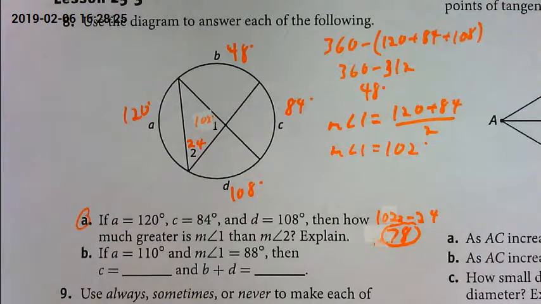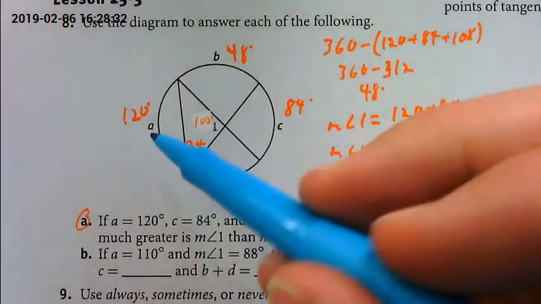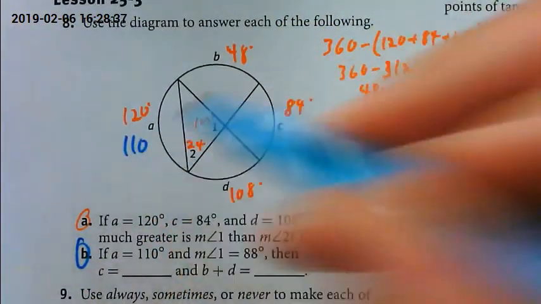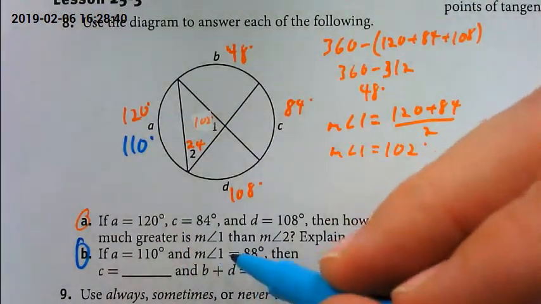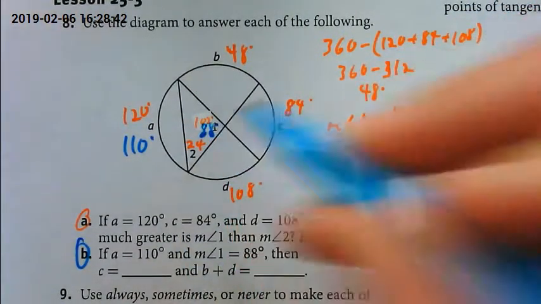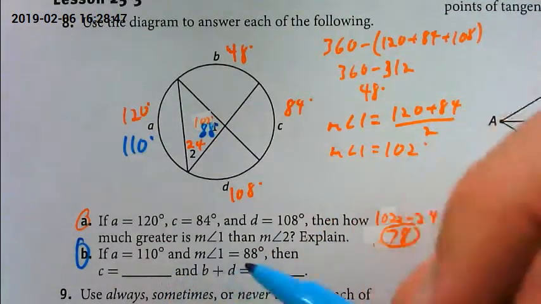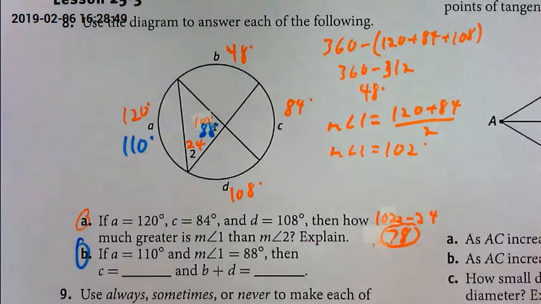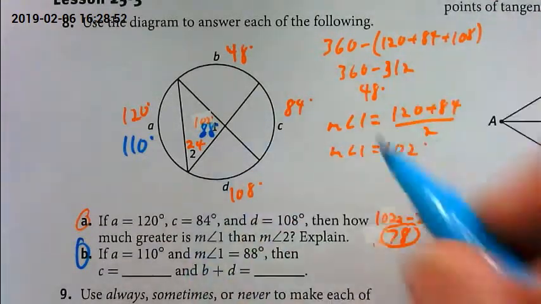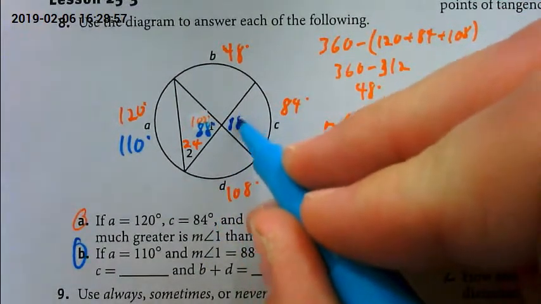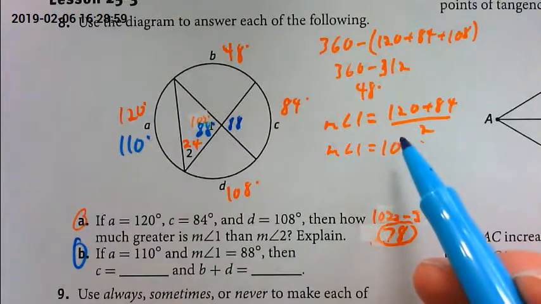All right. Okay, so now the other one. They changed all of our measurements. So, using a different color. A, they now say is 110. Angle 1, they now say is 88. They want to know what C is and what B plus D would be. So, we don't have to rewrite on every single one of these, but if this is 88, the other side is also 88. Now, we're using the same formula that we did over here in order to solve for C.